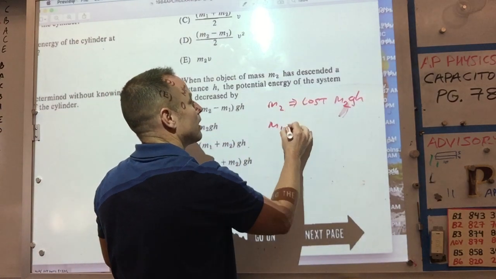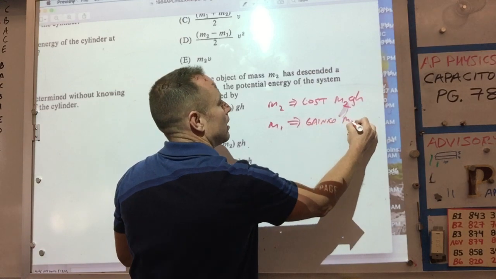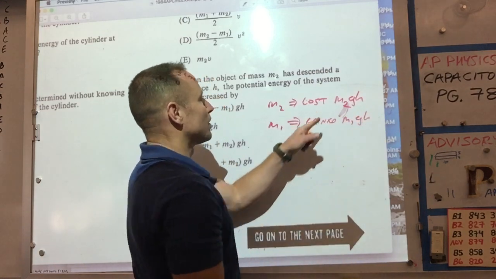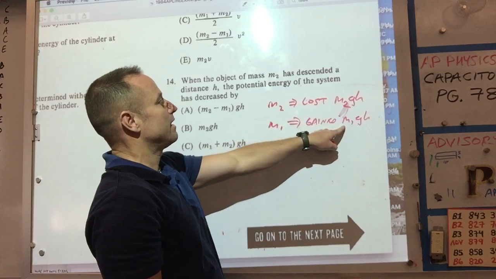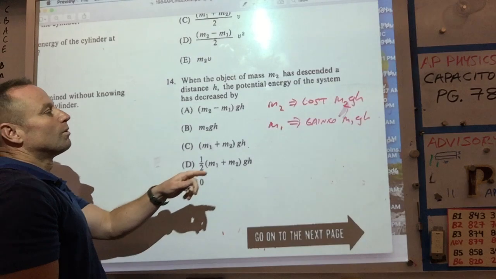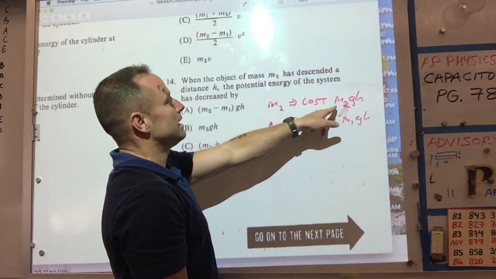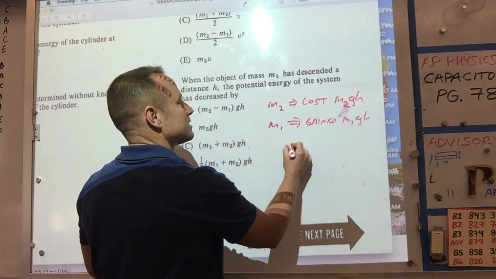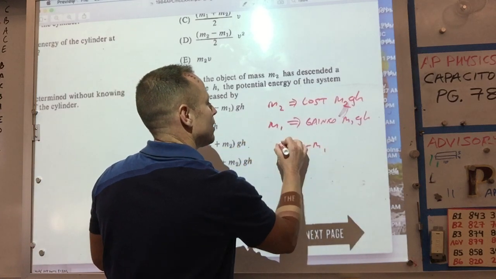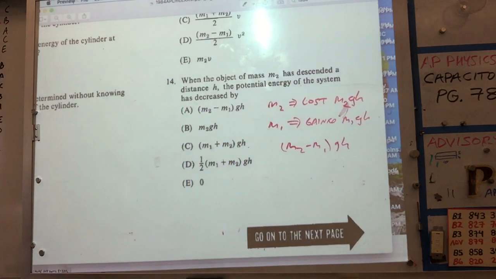M1 will have gained M1gh. Right, so we lose that and we gain that. And so they basically want to know how much we've lost. So we'll have lost the amount that's that one minus that one. So the answer is going to be M2 minus M1 times gh. That should be A. 14 ought to be A.